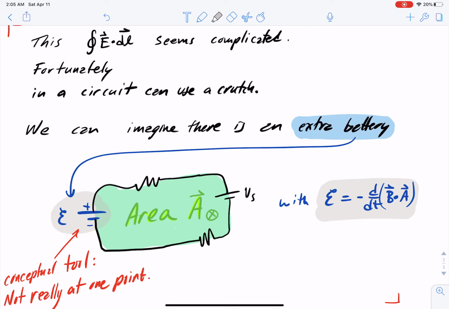Okay, so this is the crutch. It's important to remember that it's not actually that way. The electric field is actually spread over the entire loop. It's not just focused in that one place like it would be in a battery. But as far as Kirchhoff's laws, you can now apply Kirchhoff's laws and it will work out properly.